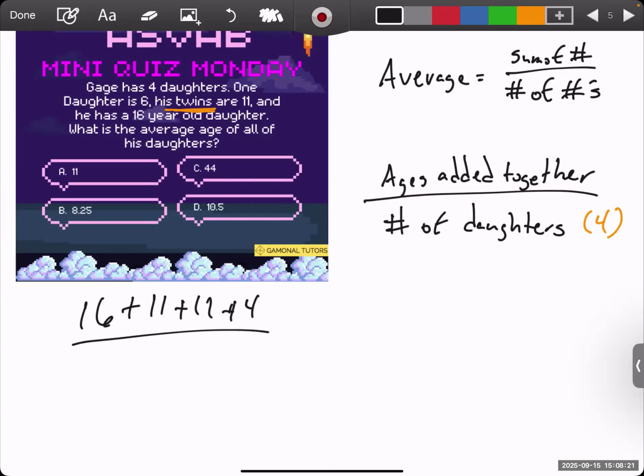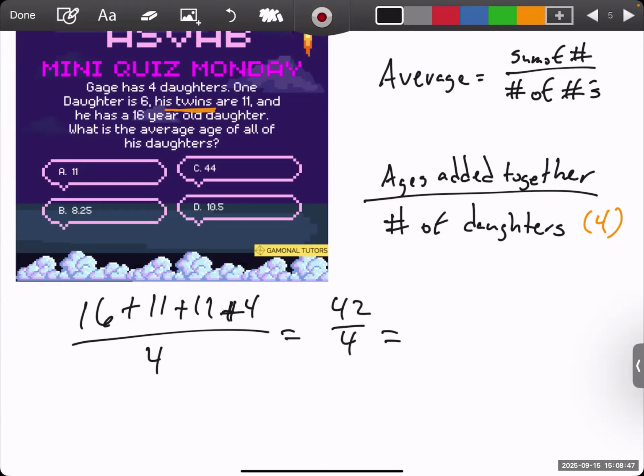And so you add all those together, and then you're going to divide by the number of daughters, which is 4. The answer should be somewhere between 16 and 4, and of course those 11s are going to skew the average either up or down. But let's go through. We're going to add everything in the numerator together. So 16 plus 4 is probably easiest. So 20, 31, 42, divided by 4. And then you can go through and divide that.